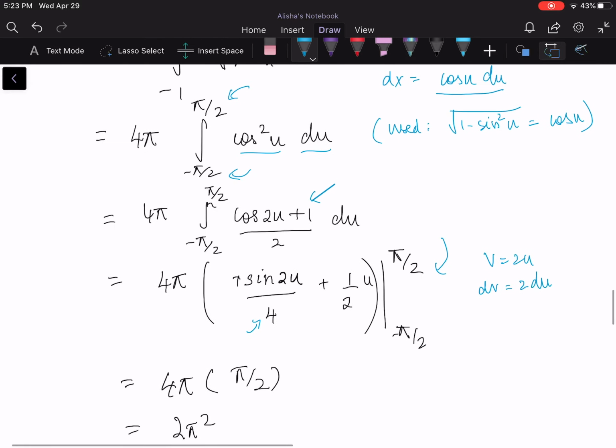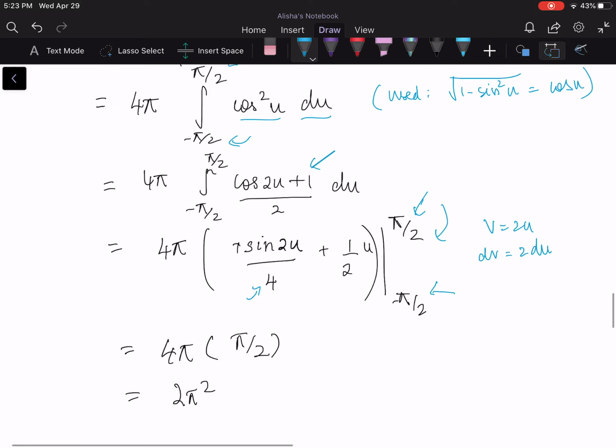And then when you plug in your endpoints, well, sine 2u just becomes 0 if you plug in π/2 or minus π/2. So that term just disappears, and then you're left with just π/2, and so the answer is 2π squared.